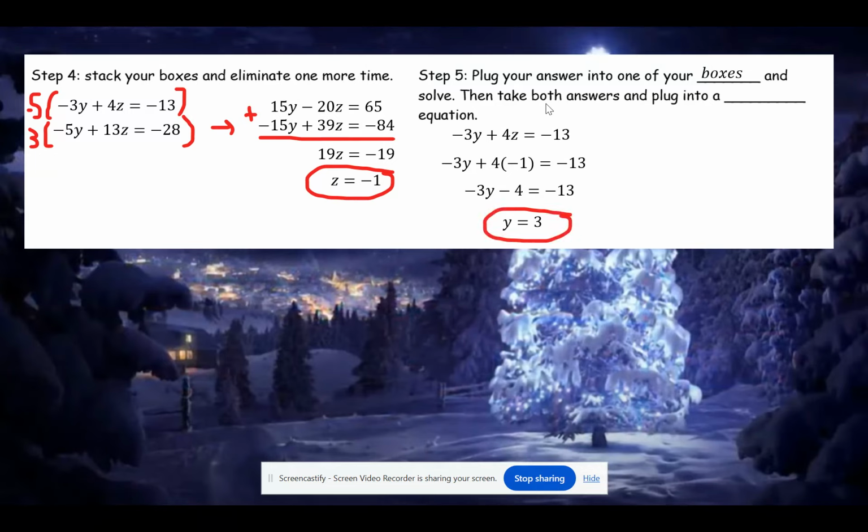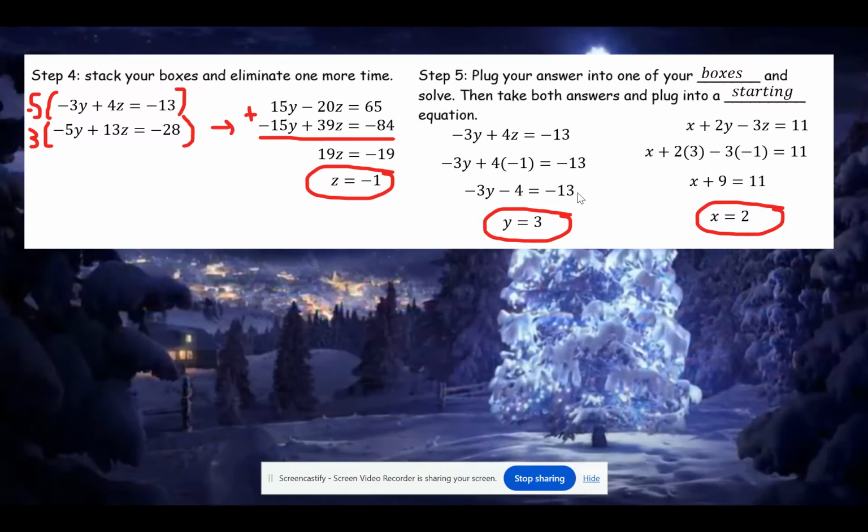Now I know what my y is. Once you know z and y, you can take both of those and plug them into one of your starting equations from the very beginning. I know that x plus 2y minus 3z equals 11 was a starting equation. Just because I picked that one, it does not matter which one you pick. And I'm going to fill in my y and z values, and I'm going to solve for x. So now I know x is 2.